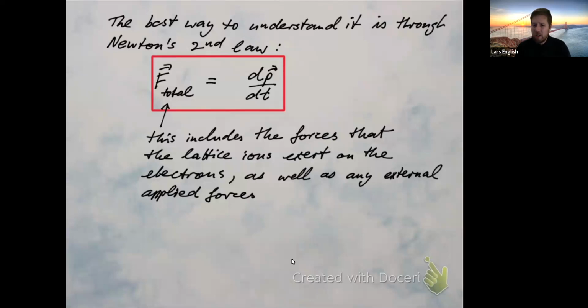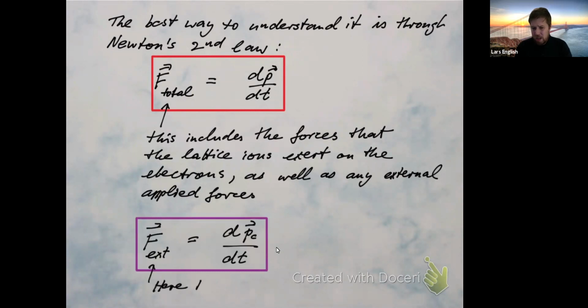Why? Because they give rise to the potential energy landscape in the first place. Okay? And so F total would have to include that, as well as any kind of external applied force, like due to an electric field or something like that. Okay, so now contrast that with this formula here. It looks very similar, but here I'm not calling it F total, I'm calling it external force, external to the entire crystal. And then instead of the full momentum here, we're now going to use the crystal momentum.